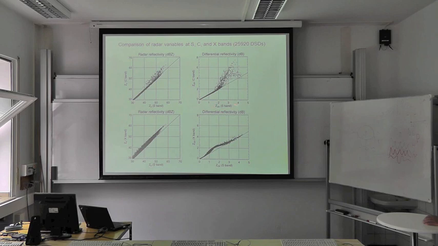Especially when the differential fields themselves are pretty large, more than 2 dB. Okay. Z at X band is usually higher than at S band. So this should definitely be taken into account when you do networking of different radars. Even the difference can be about 2 dB or so, and that's not negligible. Then ZDR, S band versus ZDR, X band.